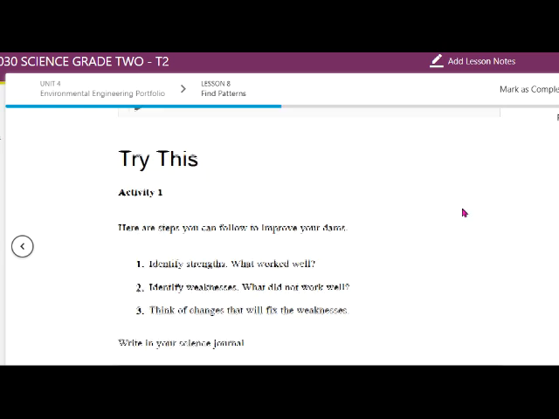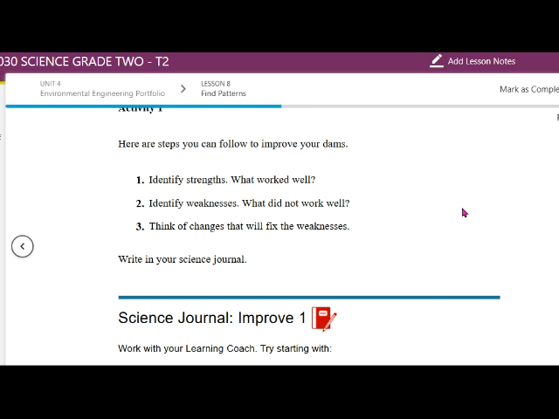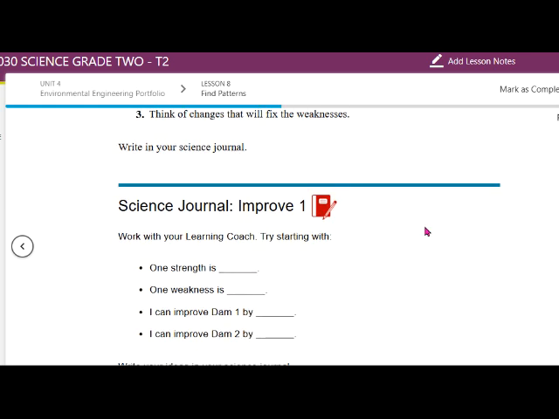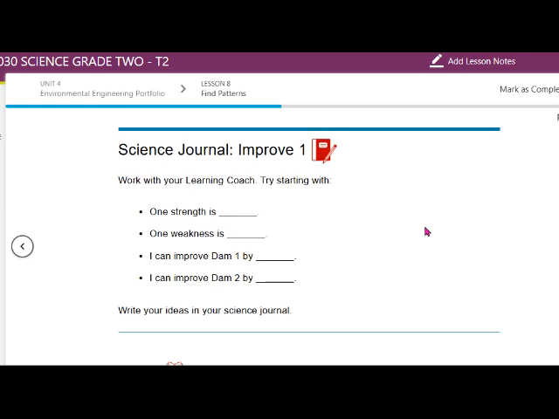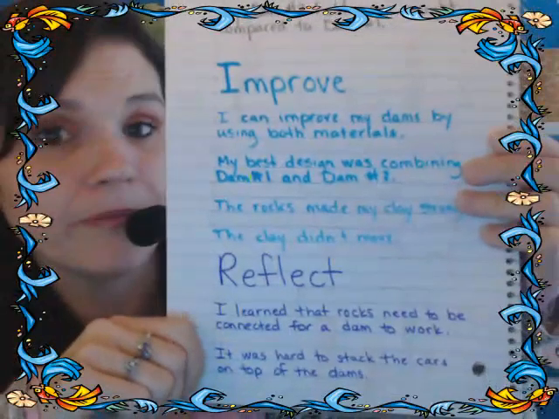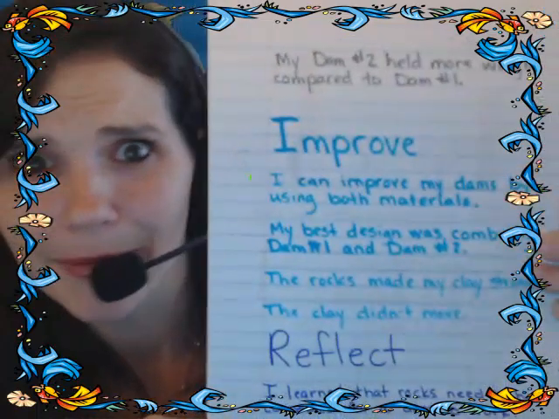Here are some steps you can follow to improve your dams. You can identify the strengths first and ask what worked well. Next, you can identify the weaknesses and ask what did not work well. And then you can think of changes that will fix the weaknesses and write in your science journal. So work with your learning coach, and here are some sentence starters that you can start with. I'm going to show you my example in my science journal. Yours doesn't have to be the same, and it's probably not going to be the same.